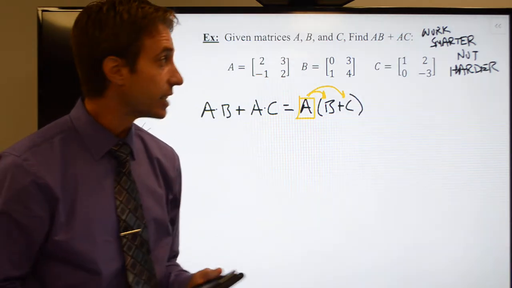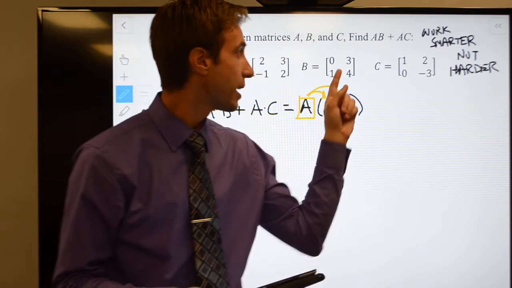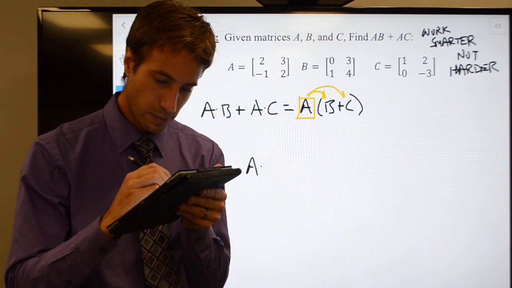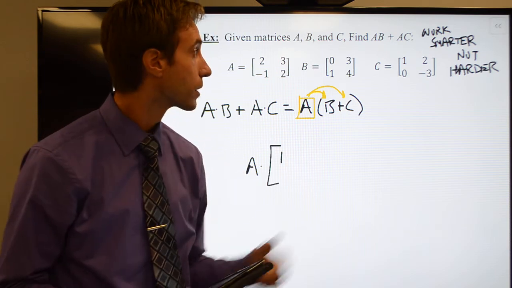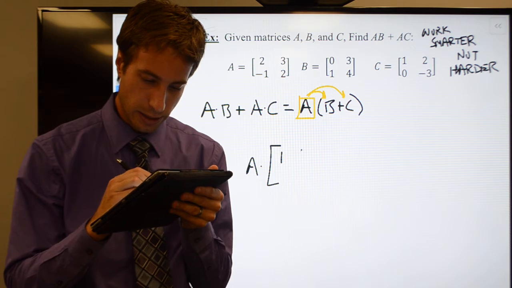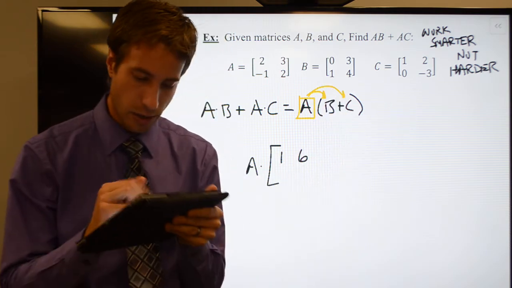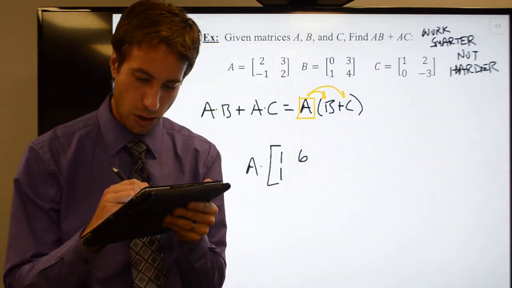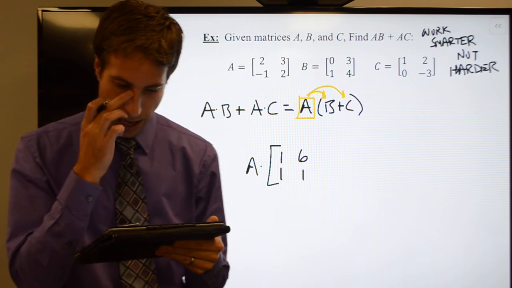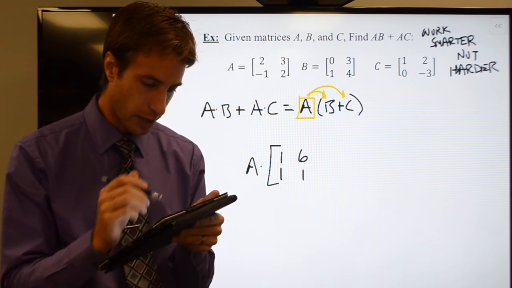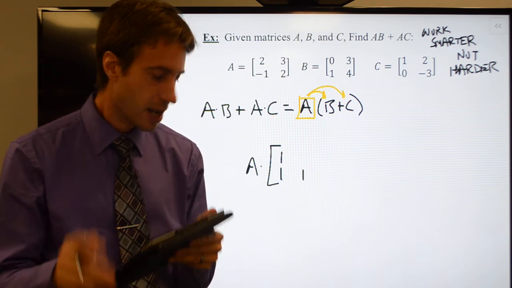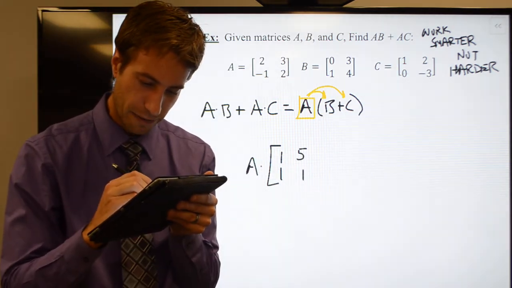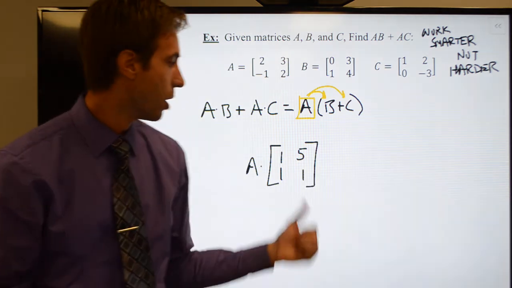Here we go. I need to do B plus C. Well, that's easy. 0 plus 1 is 1. 3 plus 2 is 5. 1 plus 0 is 1. And 4 plus a negative 3 is also going to be a 1. And I'm sorry, hold up. Yikes. I did 3 times 2, which is 6. It's 3 plus 2. I apologize if I freaked you out there for a second. There we go. We got that all fixed up.